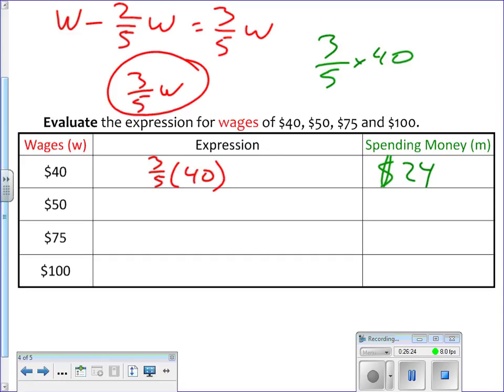Okay. So my expression in this one, 3/5 of 50. And then I figure out what that is. What's 50 divided by 5? 10. What's 10 times 3? 30.